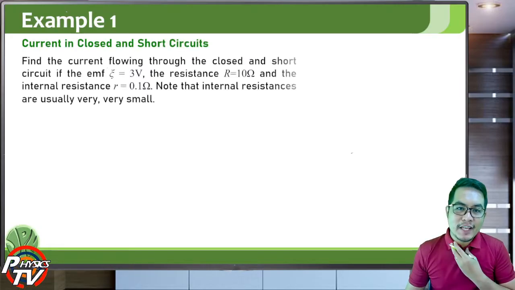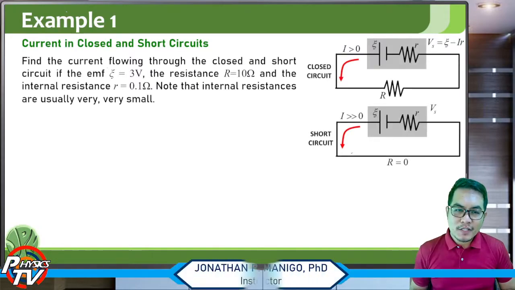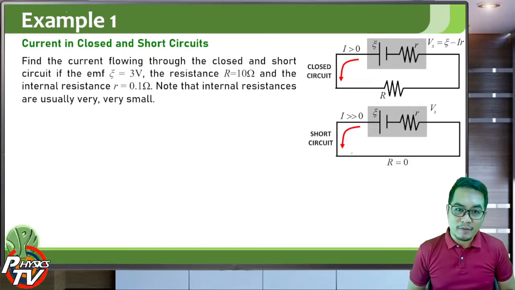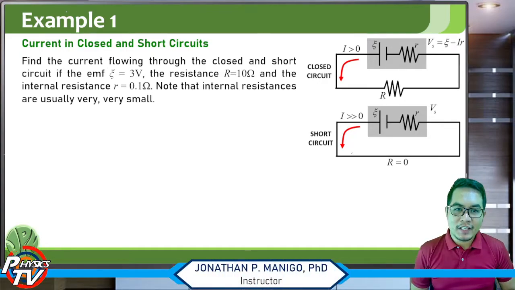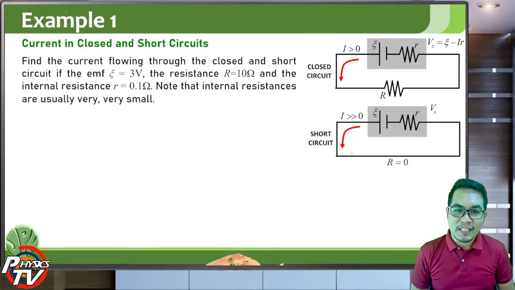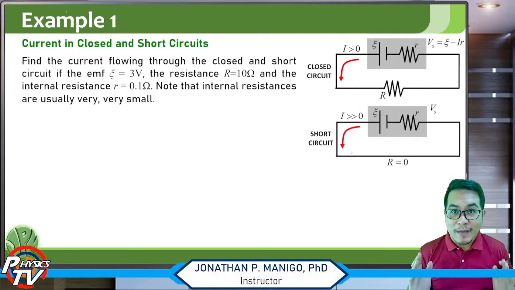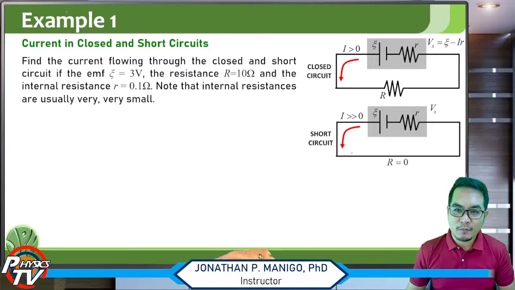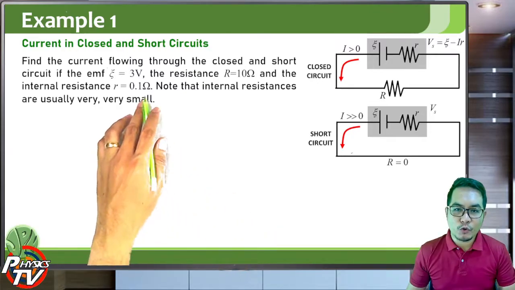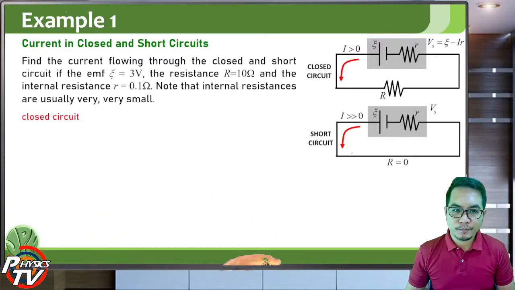So let's now have an example. This is current in closed and short circuits. Find the current flowing through the closed and short circuits if the EMF is 3 volts and the resistance R is 10 ohms. And the internal resistance of the battery or the source of EMF is 0.1 ohms. Note that the internal resistance of any source of EMF, such as a battery, is usually very, very small. In this case, it's 0.1 ohms.